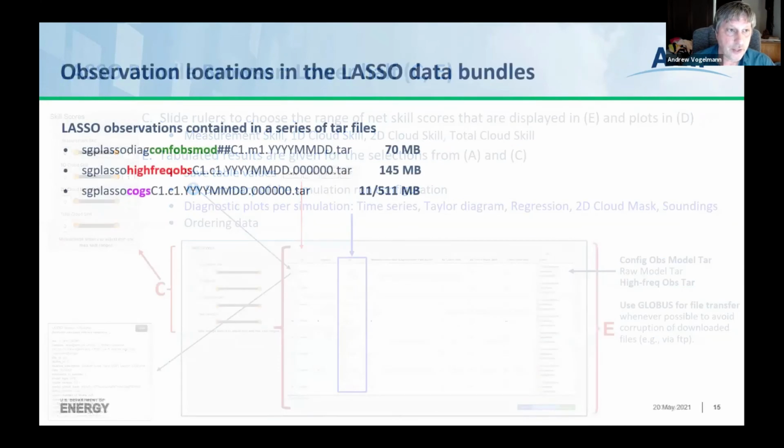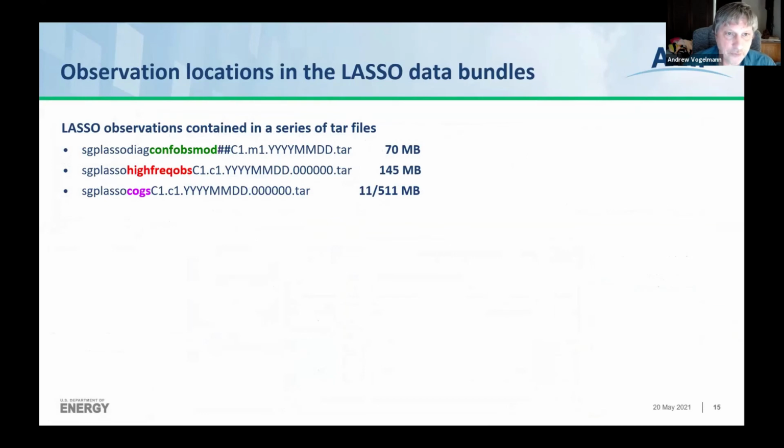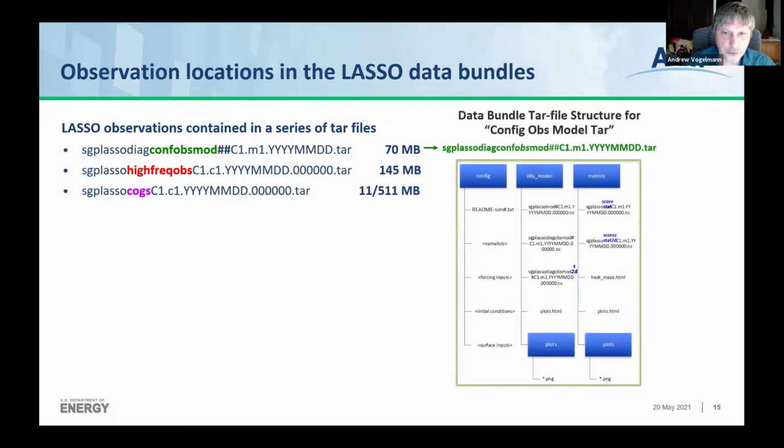All right. So then the final slide is the observation locations in the LASSO data bundles. Basically, there are three places where the observations are located: in the config obs mod file, the high frequency obs file, and the cogs file. You can see there the relative size per file of each of them. Basically the high frequency obs and the cogs files are fairly self-explanatory, but I do want to give you a little bit of a roadmap in the diag config obs mod file.